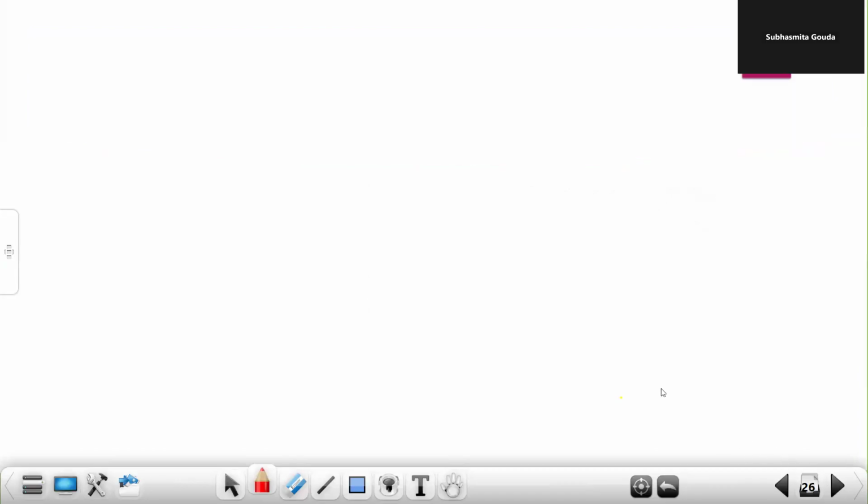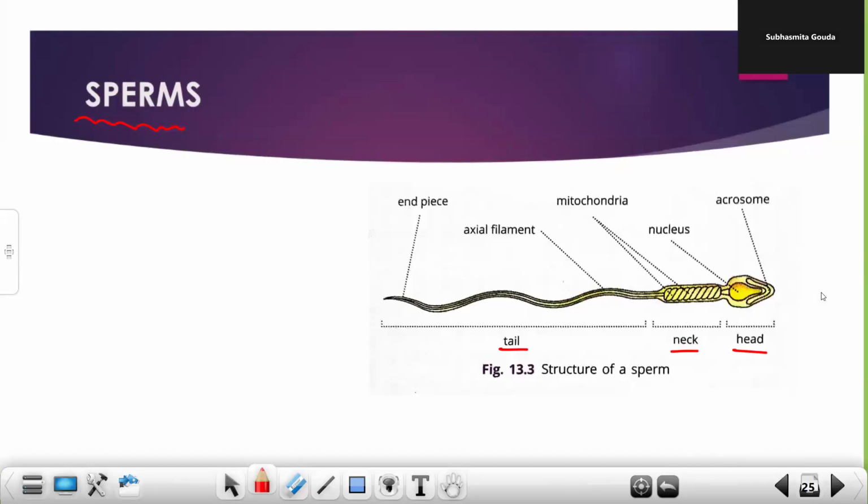The tip of the sperm has the acrosome. This is the acrosome, and this acrosome helps the sperm to penetrate inside the egg during fertilization.